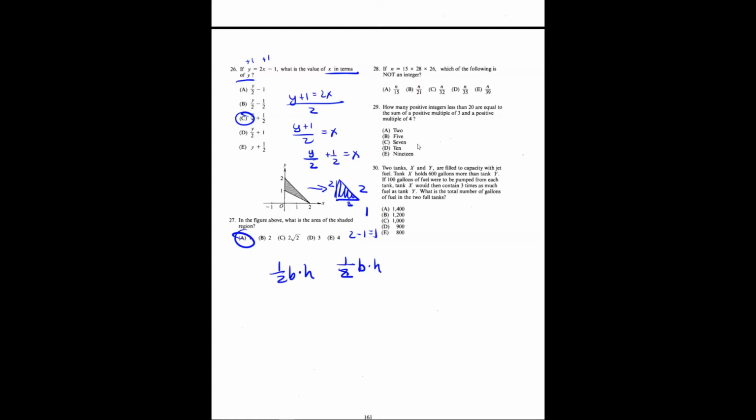Number 28. If n equals 15 times 28 times 26, this looks like a primes question. Which of the following is not an integer? n over 15, n over 21, 32, 35, 39. So they're basically asking us, when we divide this number by 15, 21, 32, 35, and 39, which one doesn't give us an integer?